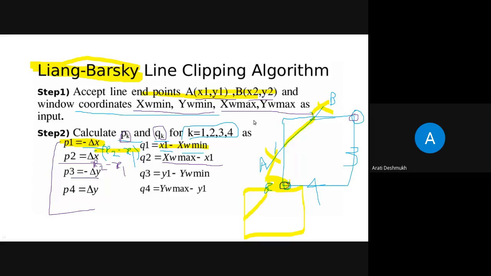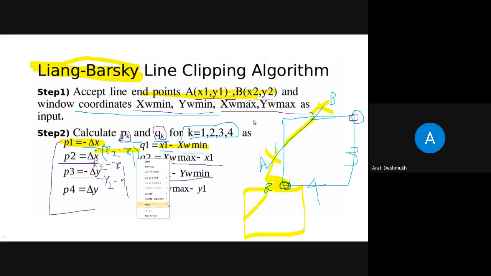So what is P3 again? Minus delta y, which means y2 minus y1. Here Q3 is y1 minus yw minimum.